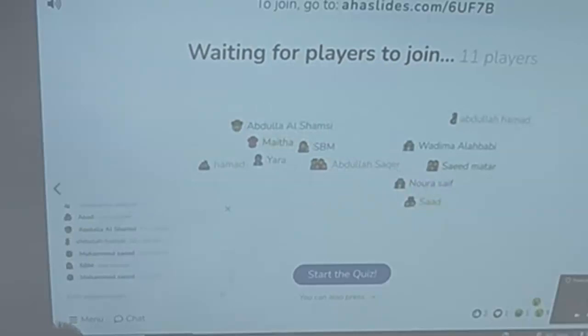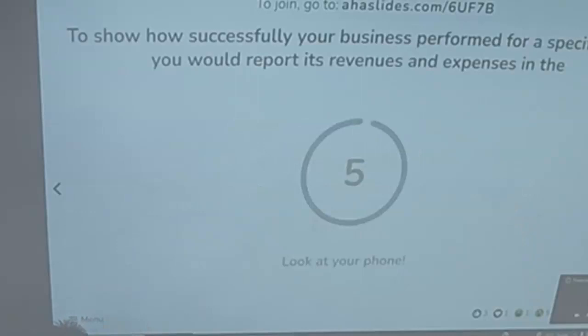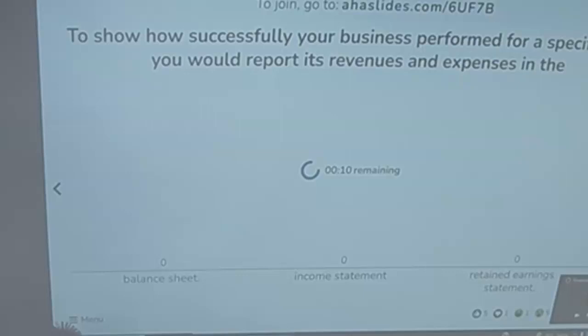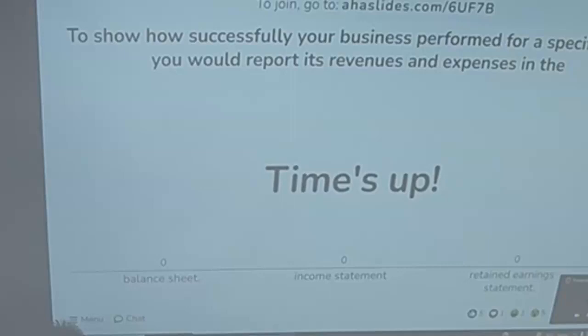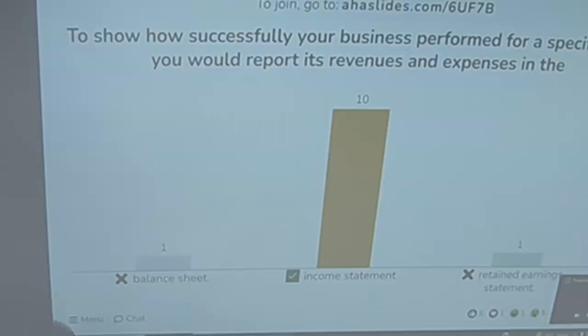All right. I'll start the quiz. Number one. To show how successfully your business performed for a specific time of year, you report the revenues and expenses in the income statement, balance sheet, or retained earnings. Everybody should get this one. Absolutely, it's the income statement. It's not the balance sheet.